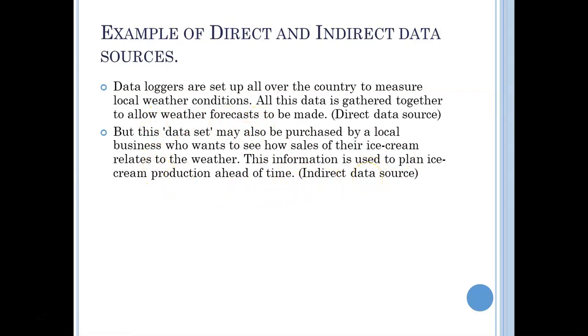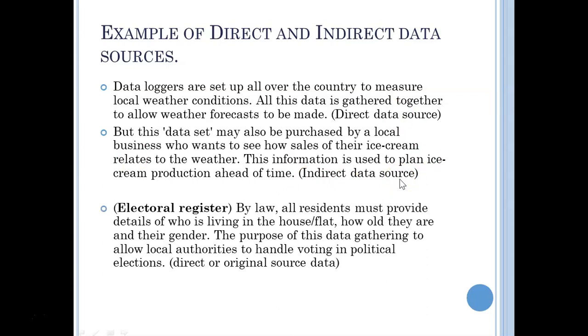So it becomes an indirect data source when someone uses information that was not specifically collected for the purpose that they are using it for. In this example, they are using the weather information that was collected for weather forecasts and not for ice cream production. So therefore, that's an indirect data source.